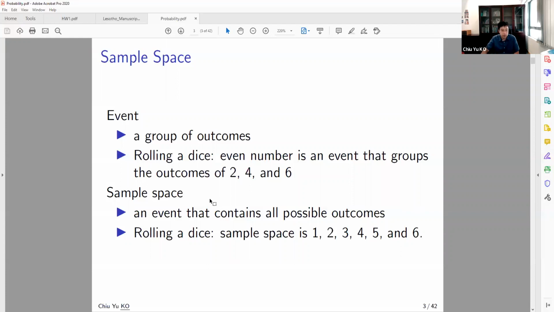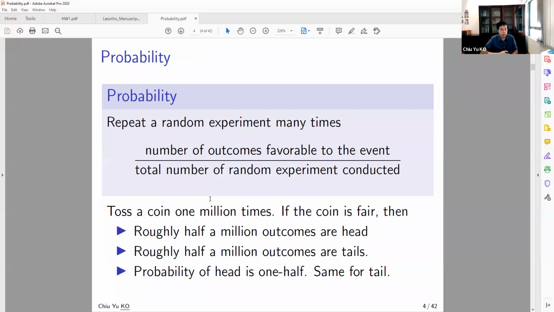Any question before we proceed? Then we will define what's probability. Any question? No? Okay. So now we define what we call the classical probability.